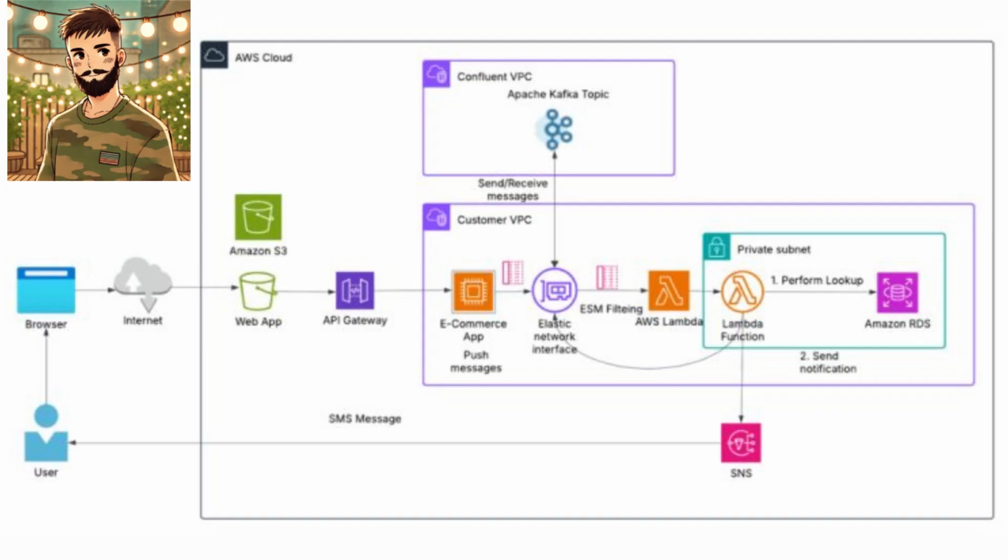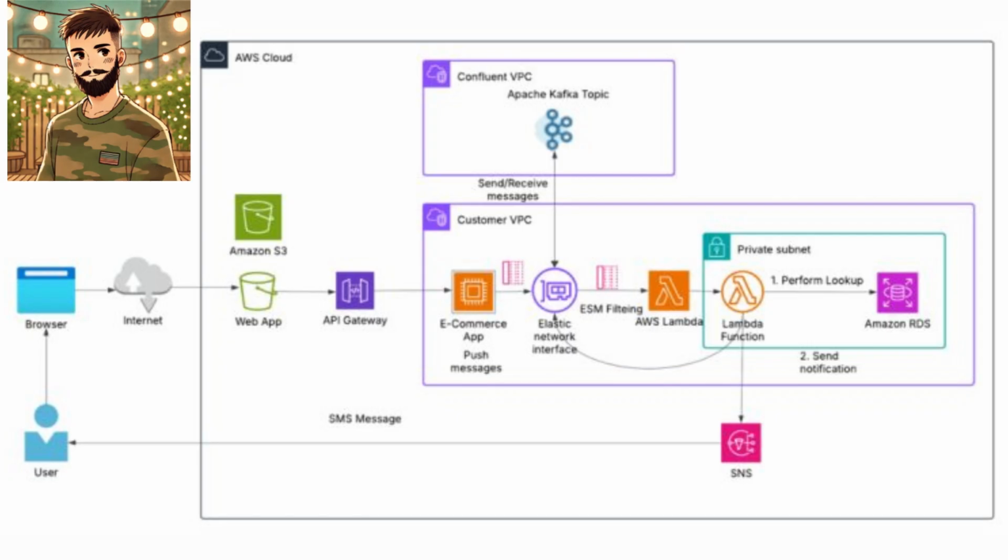Customer VPC. This represents the customer's virtual private cloud in AWS, where the e-commerce application and other services reside. Workflow. The user interacts with the web app through their browser. The web app sends requests through the API gateway. The e-commerce app receives these requests and pushes messages.